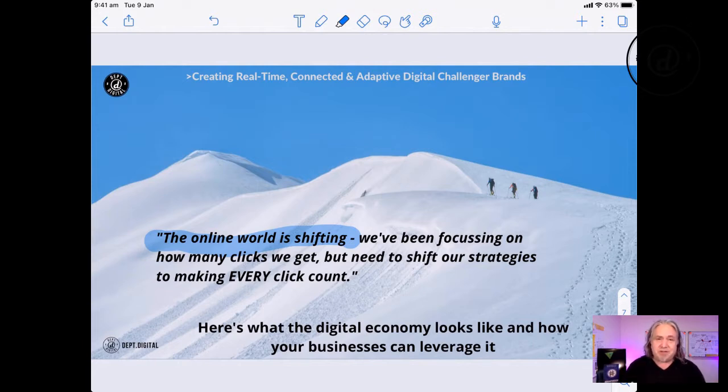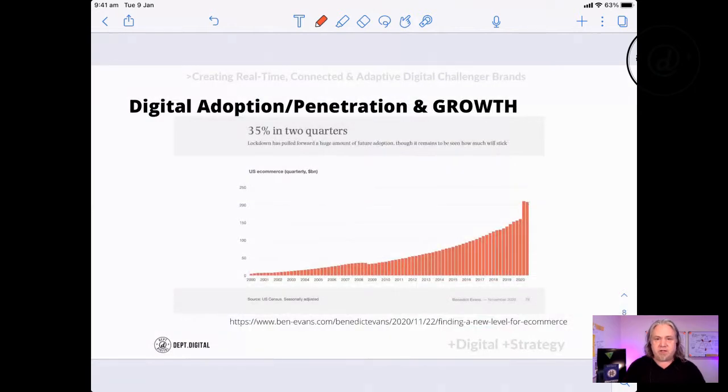So we've been focusing on how many clicks we get, but we really need to shift our strategies to making every click count as well. So that's really important here. It's not just a numbers game. It's being very specific and being able to align your customer journey with the customer journey of your audience.